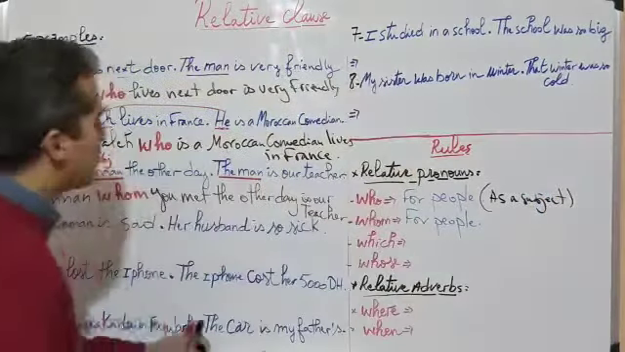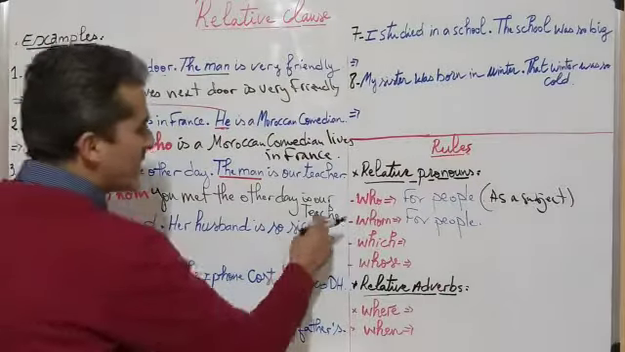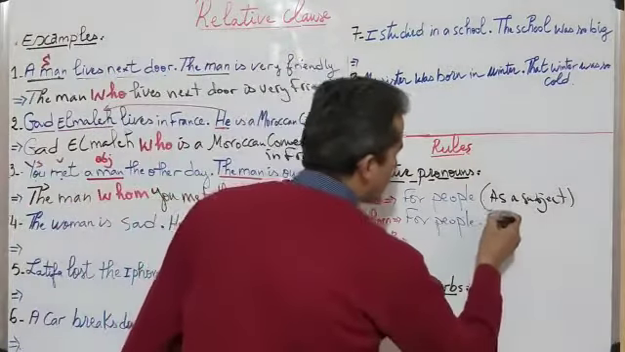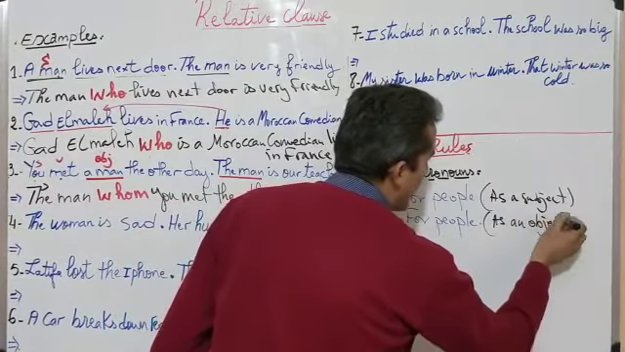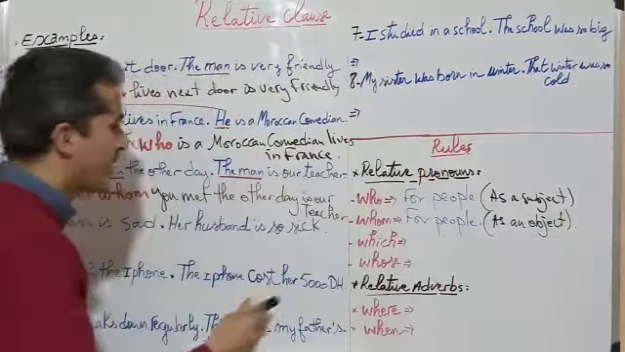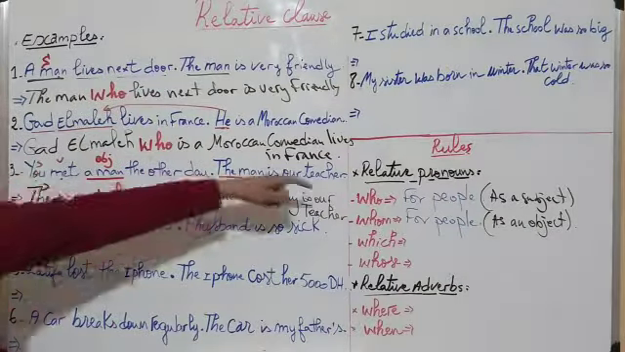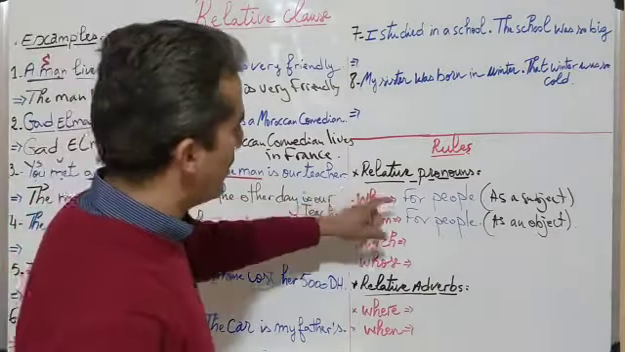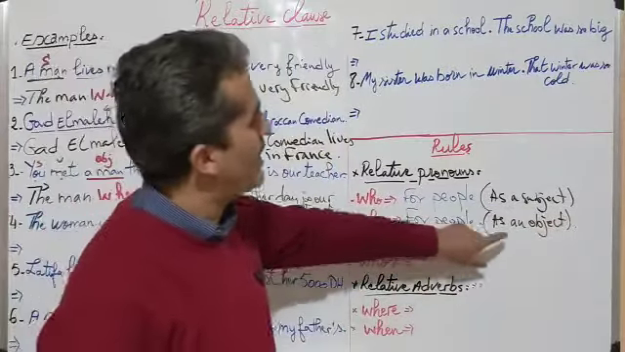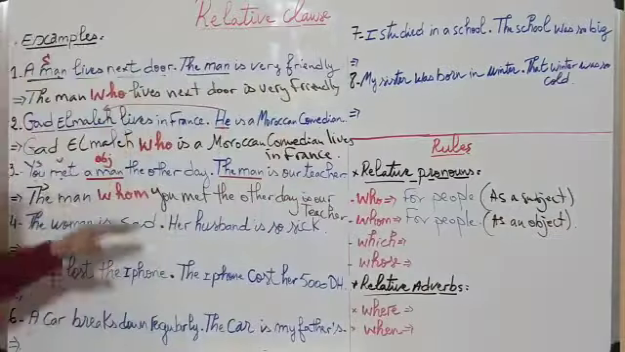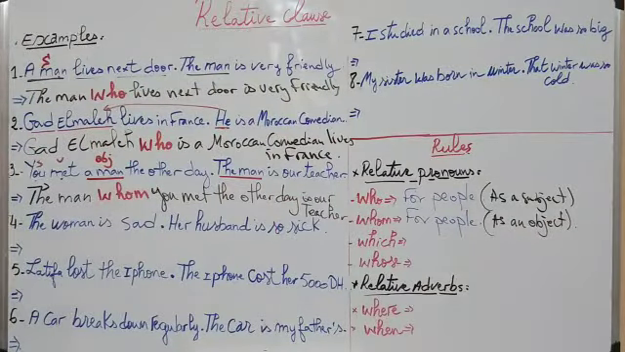The noun that we should replace should be in the place of a subject. For the second one, which is whom, for people it's as an object. So it should be an object, it's not a subject. So let's move to the number, this is concerning the difference between who and whom. I repeat, who is for people as a subject, but whom we use for people as an object. This is the difference between who and whom. Let's move to the next one.